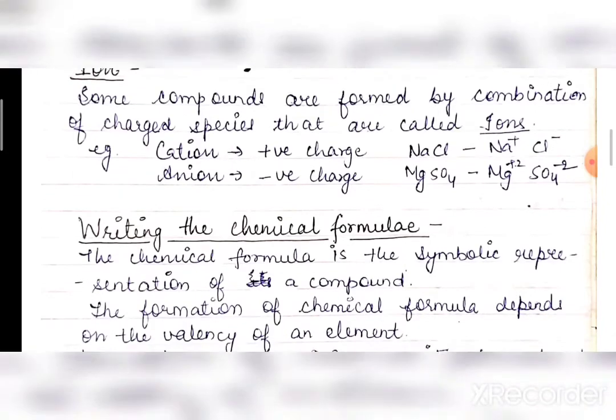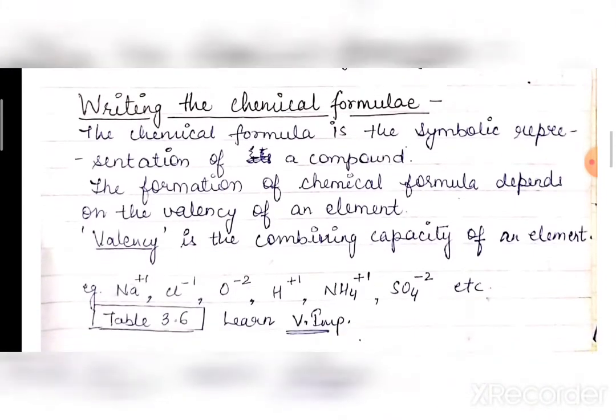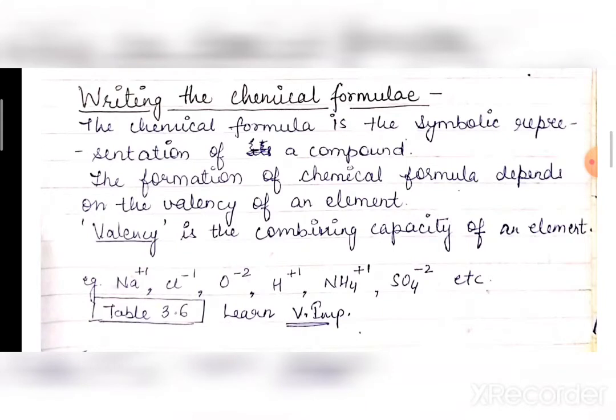So now writing the chemical formula is the next topic. The chemical formula is the symbolic representation of a compound. The formation of a chemical formula depends on the valency of an element. Now what is valency? Valency is the combining capacity of an element. That means to become stable, as I have told you earlier, elements gain, lose or share electrons. So the total number of electrons gained, lost or shared by any element is known as its valency.